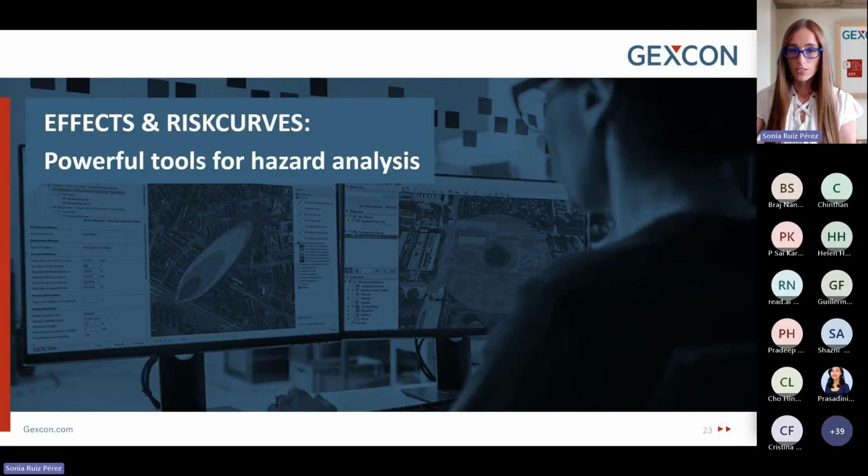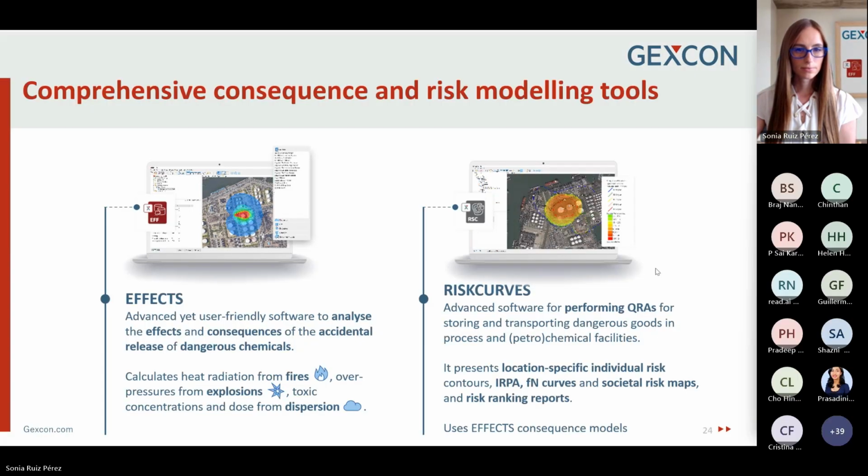EFFECTS and RISKCURVES are advanced integral modeling tools that streamline the process of hazard and risk analysis. They both allow us to assess the potential consequences and risks of hazardous material releases efficiently and accurately. To give you a little bit of an introduction to these software tools, EFFECTS and RISKCURVES are Gexcon's flagship tools for consequence and risk modeling. They are based on decades of extensive research and are widely used by our clients around the world for safety studies.